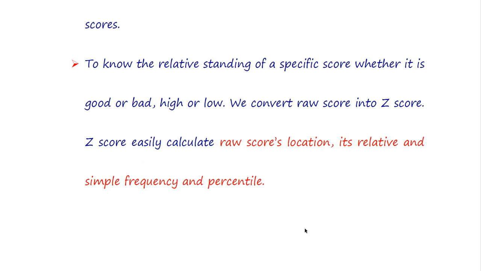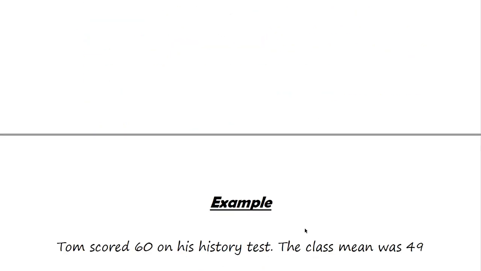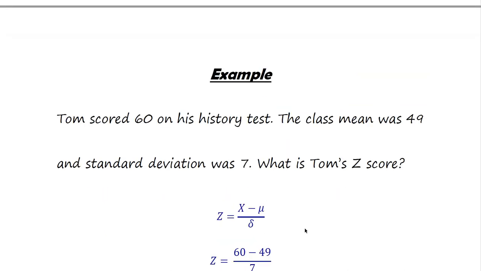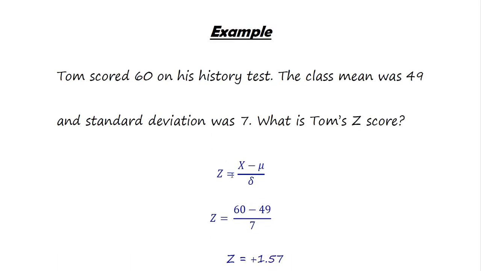We understand these steps with the help of the following example. Here is the question. Tom scored 60 on his history test. The class mean was 49 and the standard deviation was 7. What is Tom's Z-score? Here is the formula. Z is equal to x minus mu over sigma.